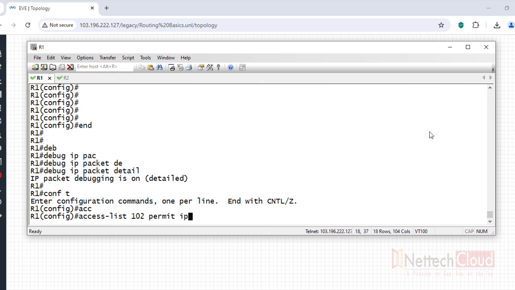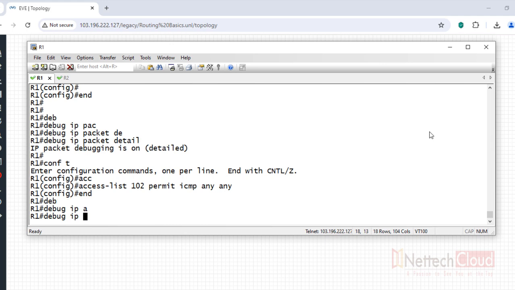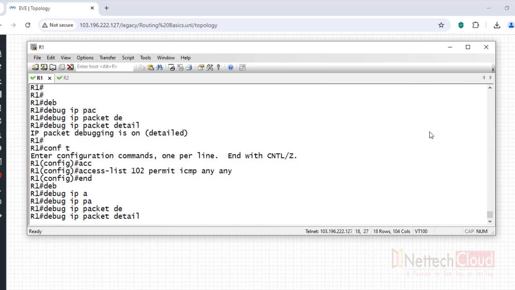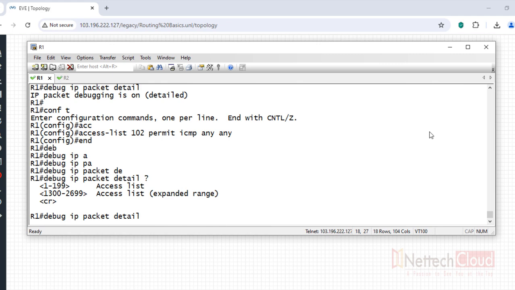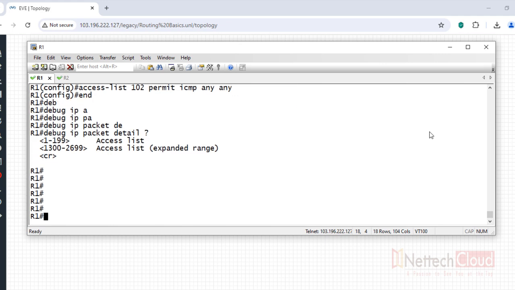Or maybe we permit ICMP source any, destination any, and then whenever we run the command debug ip packet detail, we mention the ACL number here, right? So you can call the ACL number with the debug command, and that's what conditional debug is, right? But it's a lab environment, so no problem, no worries.